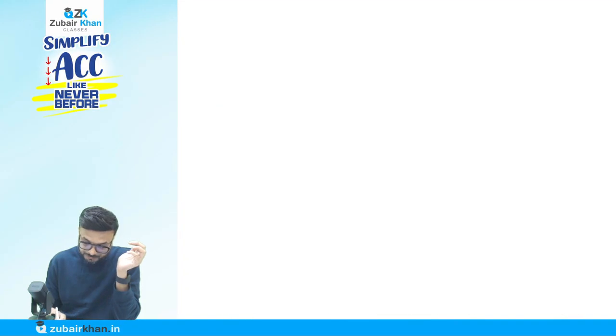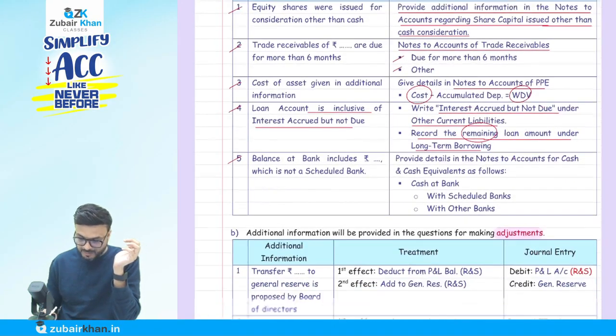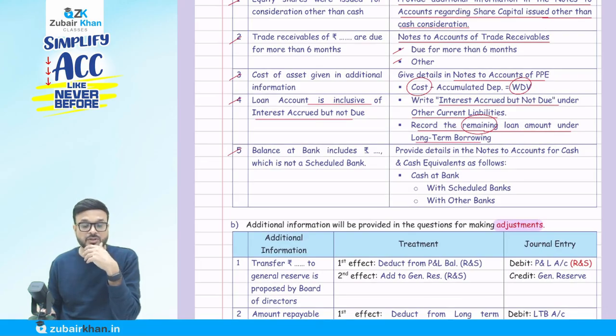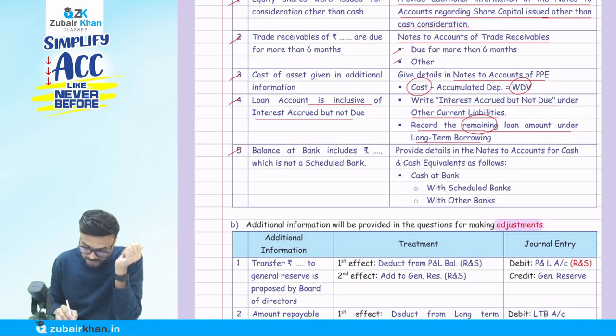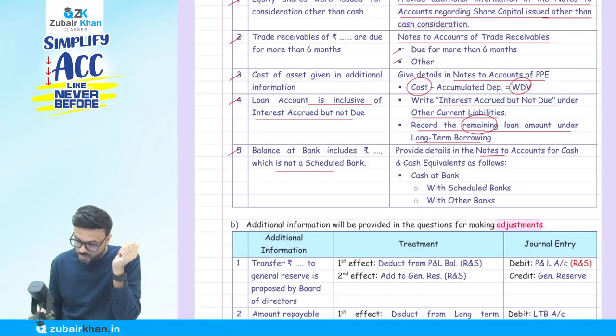Then, balance at bank includes rupees XYZ with a bank which is not a scheduled bank. How do we mention it here? We write it down in notes to account of cash and cash equivalent: how much balance we have with scheduled banks and how much we have with other banks.